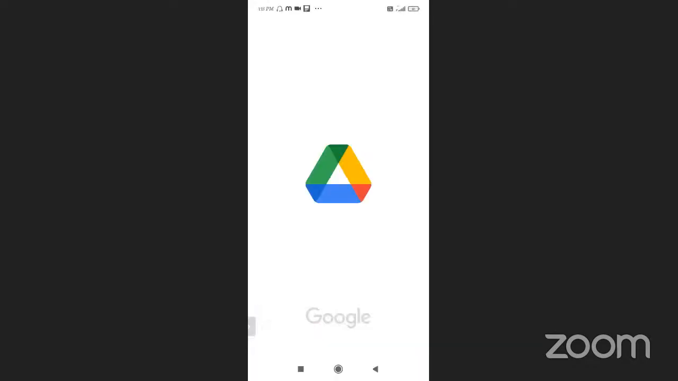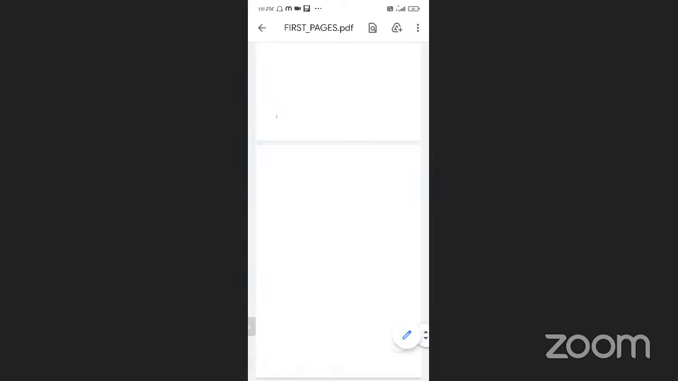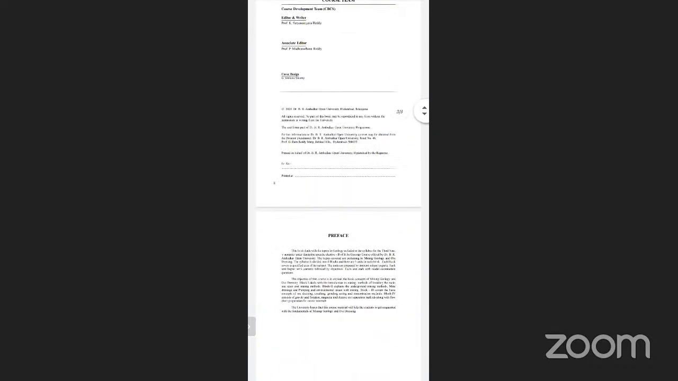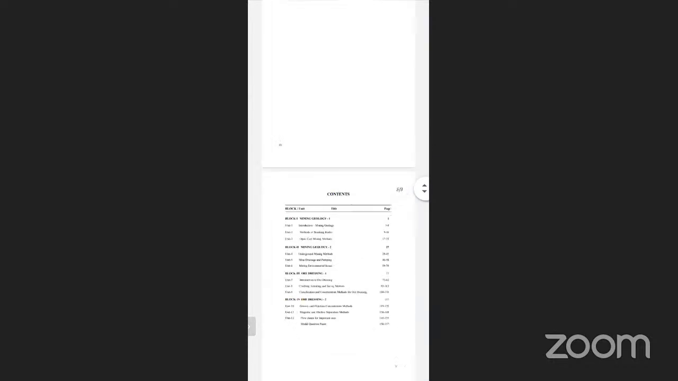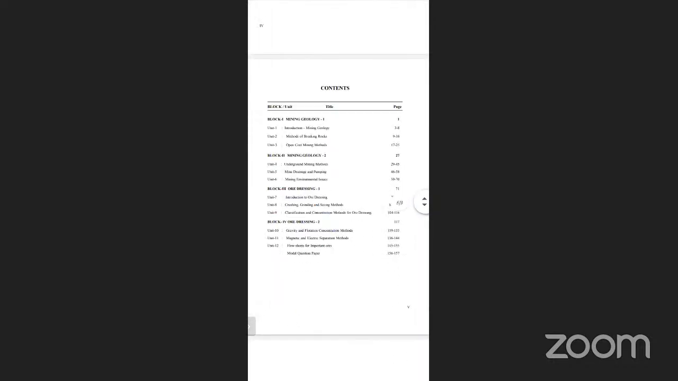Today we are going to learn about mining geology. In this mining geology, there are certain topics we are going to cover. We have the syllabus here. So this is your syllabus of mining geology.